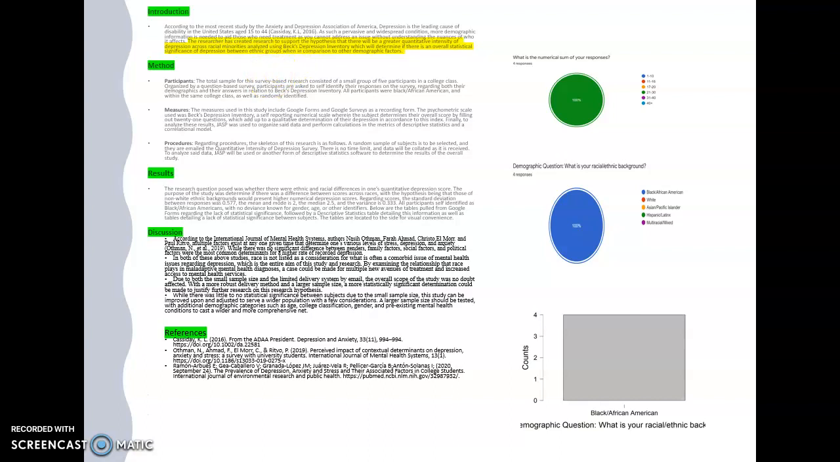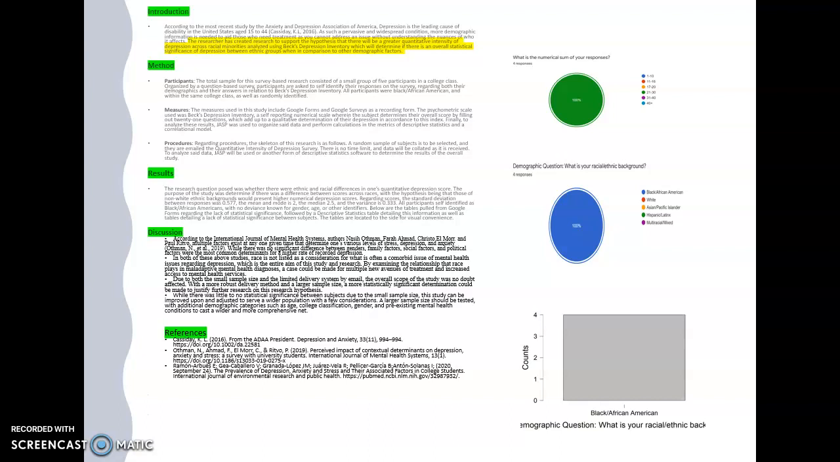Materials used in the study include Google Forms and Google Surveys as a recording form, and the psychometric scale used was Beck's depression inventory, the self-reporting numerical scale where a subject determines the overall score by filling out 21 questions of their depression in accordance to the index. Finally, to analyze these results, JASP used organized data and the metrics of descriptive statistics and a correlational model.